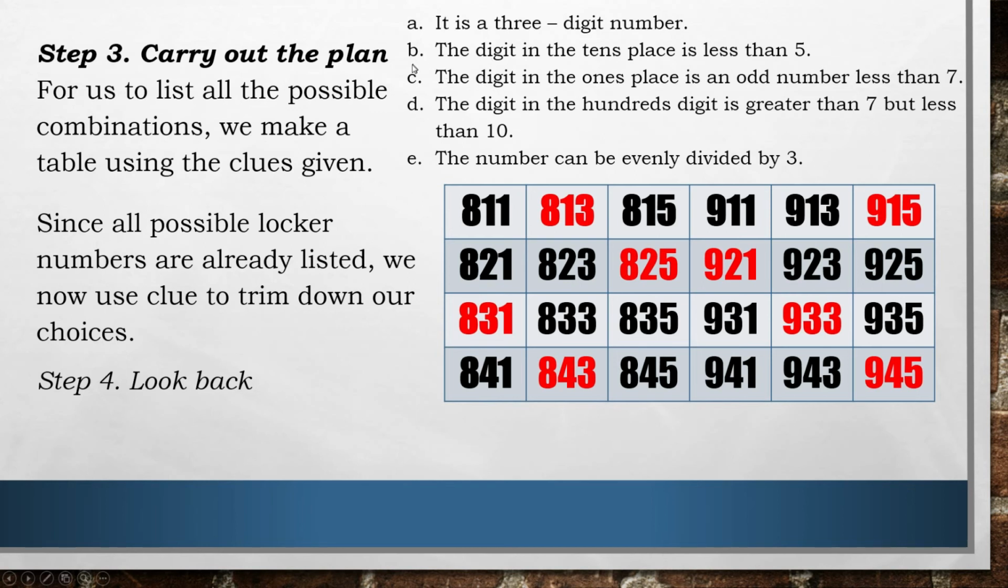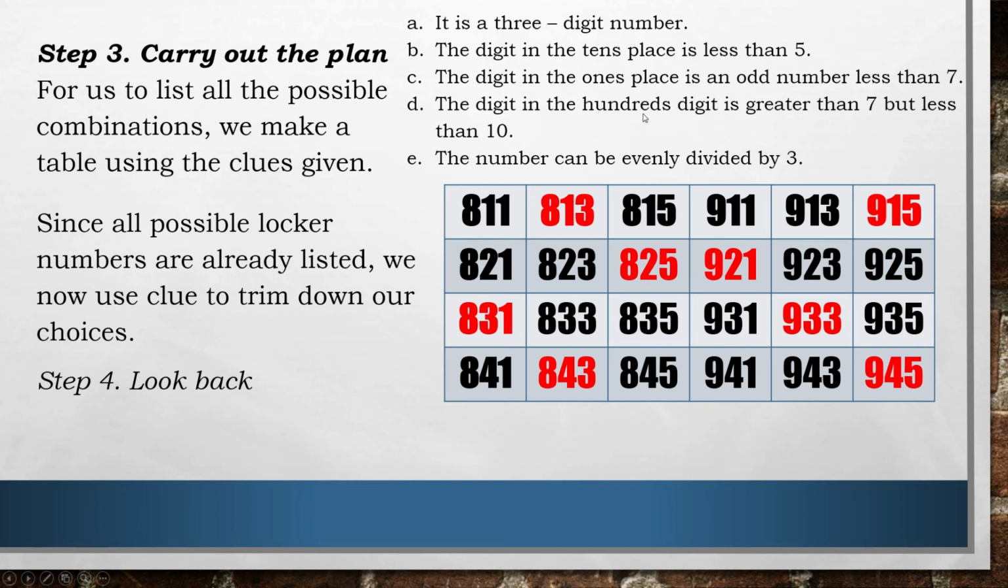Next, since we satisfied letter B, we go to letter C. The digit in the ones place is an odd number less than 7. That would be from the third number. So 1 is an odd number, 3 is an odd number, 5 is an odd number, 1 is an odd number, 3 is an odd number, and 5, and then others.